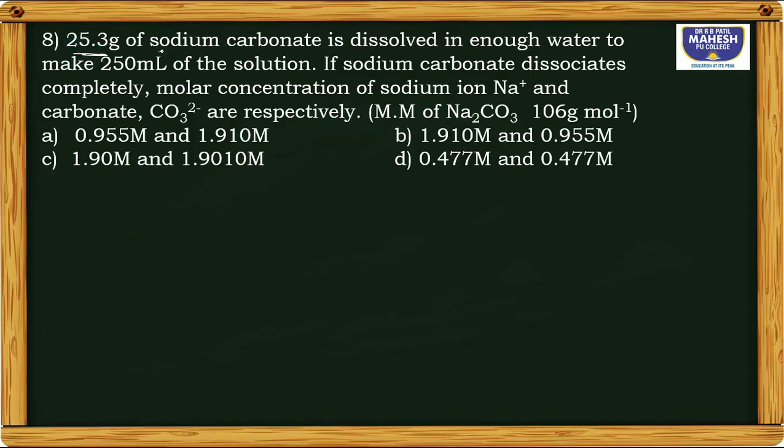25.3 grams of sodium carbonate is dissolved in enough water to make 250 ml of solution. If sodium carbonate dissociates completely, that is, ionizes completely, we have to find the molar concentration of sodium ion, that is Na+, and carbonate ion, that is CO3 2-. Now let us find the molarity of sodium carbonate obtained by dissolving 25.3 grams of it in 250 ml of solution. So how to find molarity?